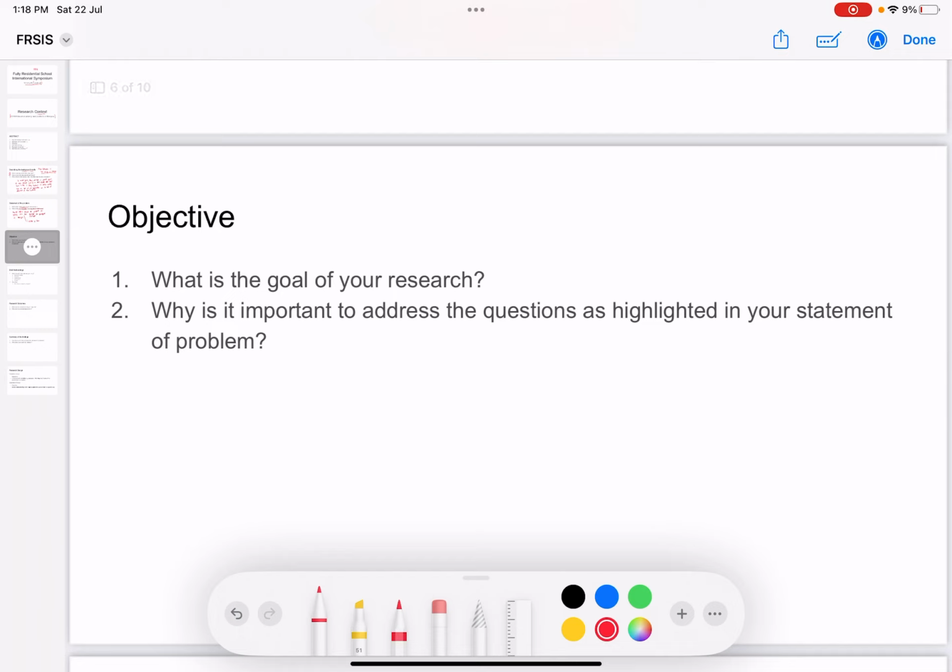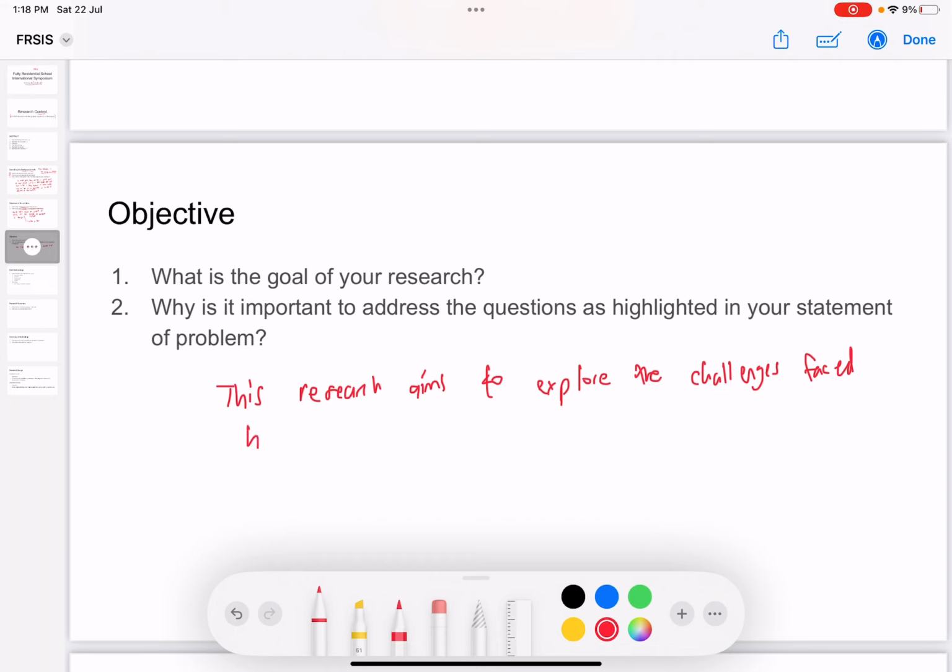So now you're talking about the goal of your research, okay? And why is it important to address these questions as highlighted in your statement of problem? Okay, so this one will be something straightforward. This research aims to explore. So what are you exploring, right? Maybe you're looking at the challenges faced by STEM students in Malaysia.